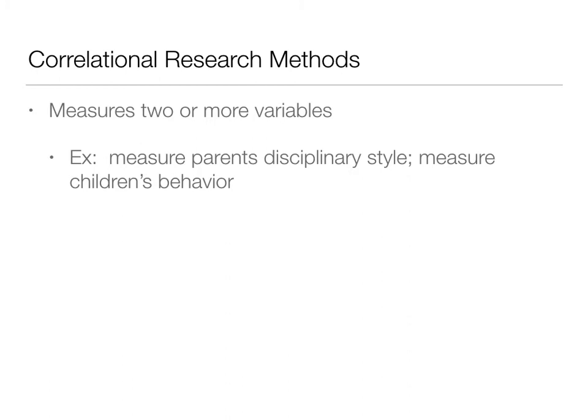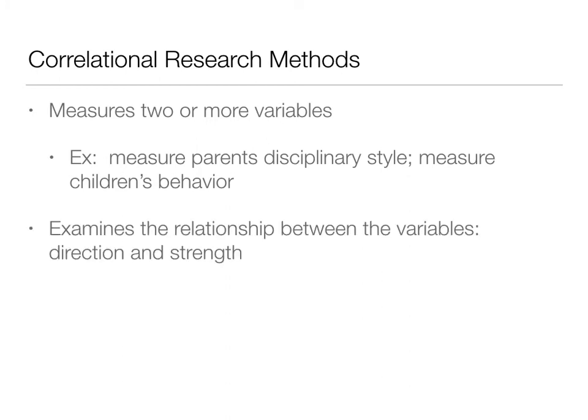Do they go up together? Do they go down together? When one goes up, does the other go down? How do these things work in relationship with each other is what correlational research methods are looking at. So it examines this relationship between the variables. It looks at the direction of these. So again, do they go up together? Do they go down together? Do they go in opposite directions? And how strong this is.